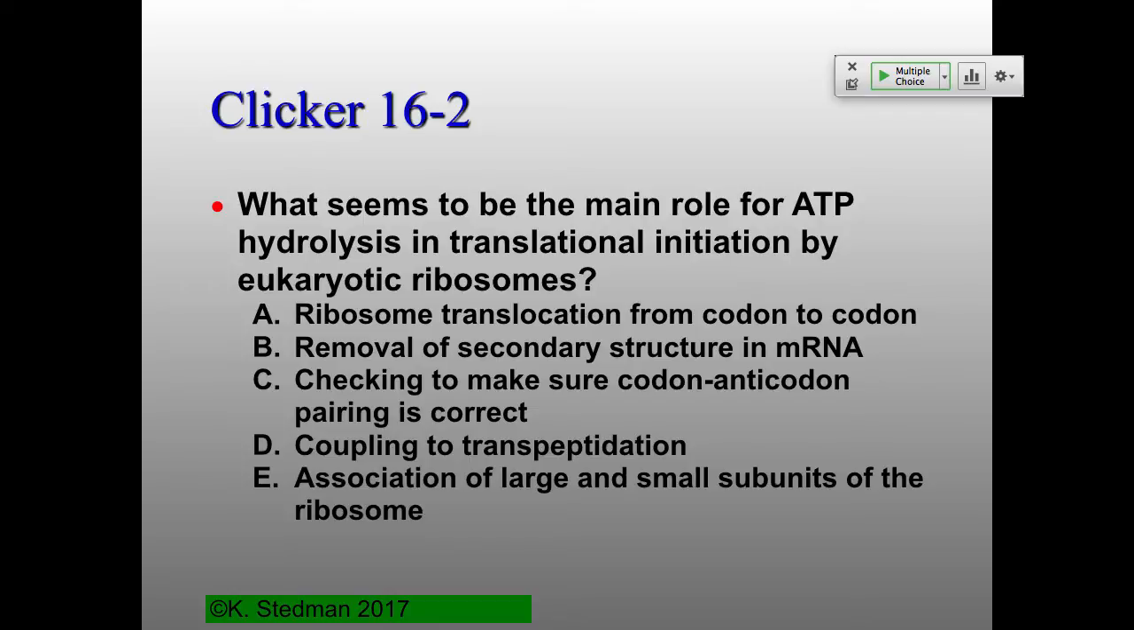What seems to be the main role for ATP hydrolysis in translational initiation by eukaryotic ribosomes? Ribosome translation from codon to codon, removal of secondary structure in messenger RNA, checking to make sure codon-anticodon pairing is correct, coupling to transpeptidation, association of the large and small subunits of the ribosome. Oh, it's great. I have up here 5 different options. First votes were 5 different votes.